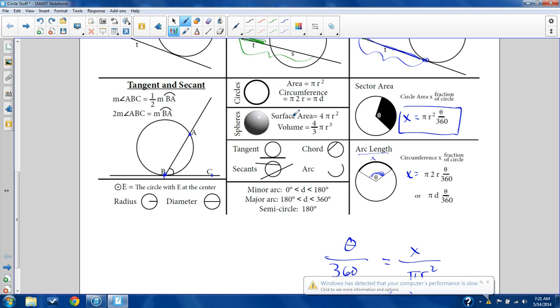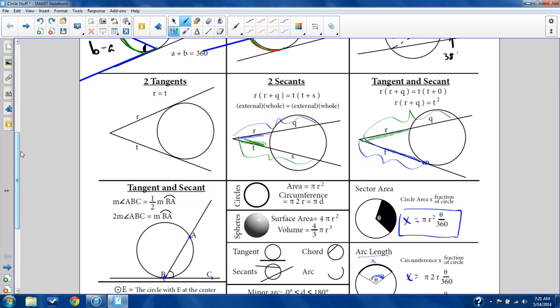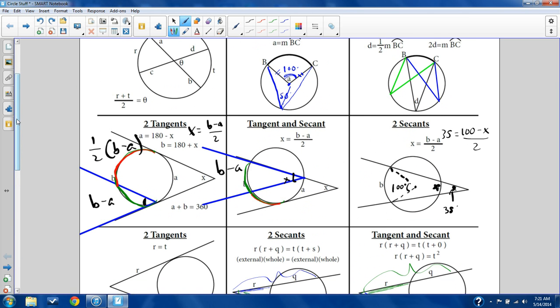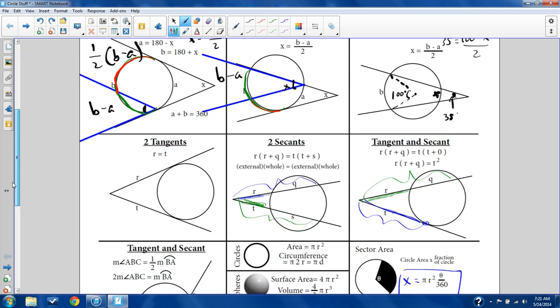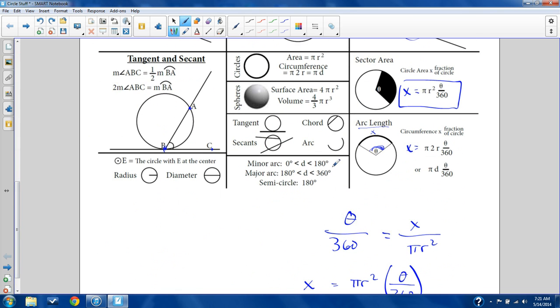A chord is a segment where its endpoints are on the circle itself. It's like a secant line, only it's cut short. It's just the chord right there. And an arc is just a portion of the circumference of your circle. Just like we found arc length, it can be measured in length, or as an arc measure, such as degrees. Arc measure can be 100 degrees, or anything else up there. Okay? Minor arcs, major arcs, and semicircles.